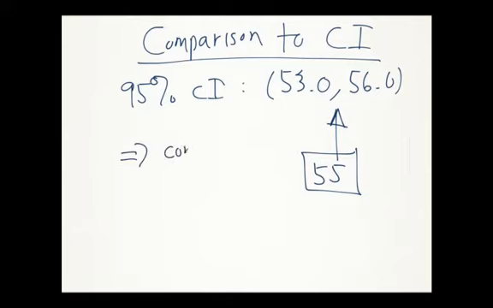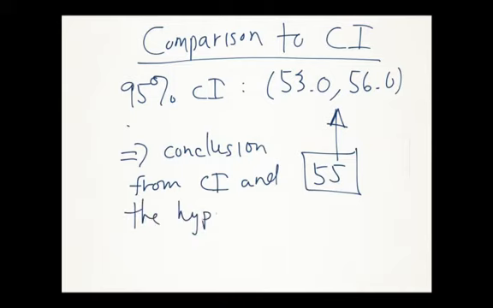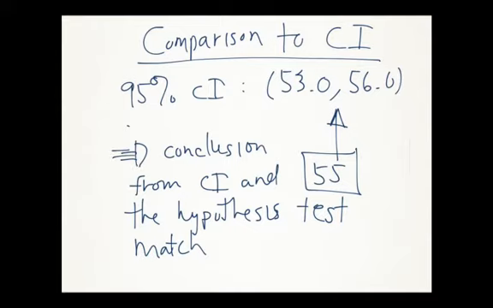So the conclusion that we reach from the confidence interval and the hypothesis test match. The conclusions are the same. That's a really neat thing, and that really aids our understanding. So we reach the same conclusion based on either the confidence interval or the hypothesis test.